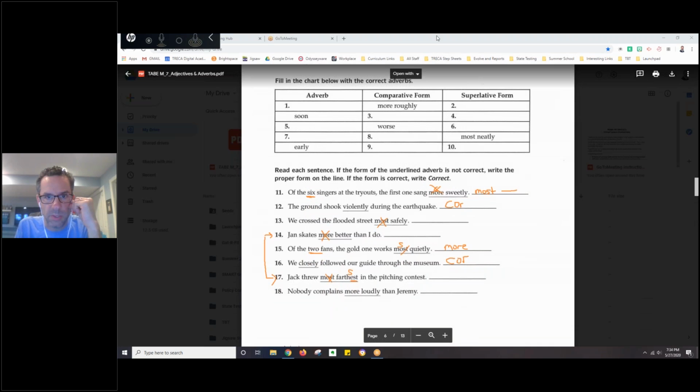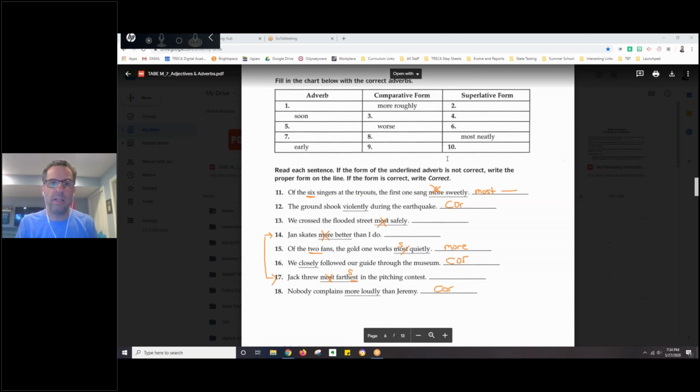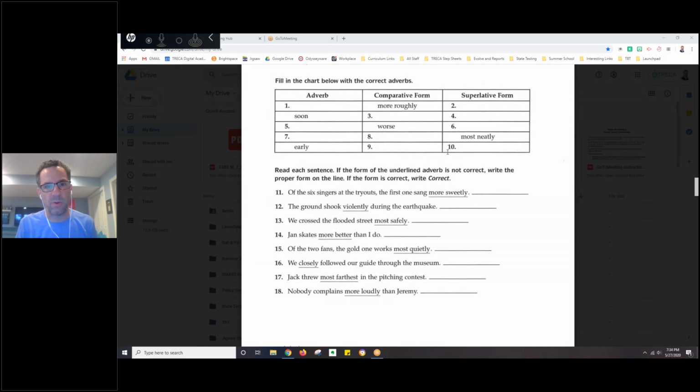So 18 they said was correct. Okay, so we're good. So 17 says Jack threw farthest in the pitching contest, and nobody complains more loudly than Jeremy. So those both seem to be good from the answers. So that's pages 61 and 62 for adverbs. If you need to rewind, if you need to do anything, just go ahead and do what you need to do. And thanks for watching the adverbs. And hopefully we'll be back to do the rest of the worksheet. Bye.